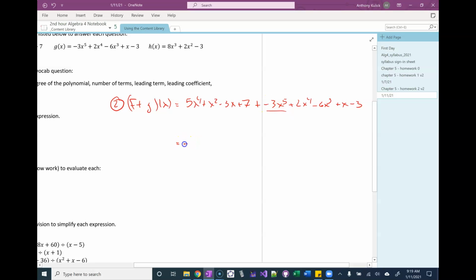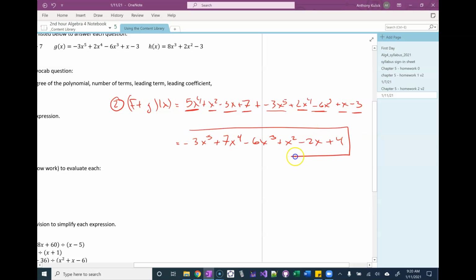So the only x to the 5ths I see are there. And then I can take 5x to the 4th and 2x to the 4th. That's 7x to the 4th. And then these are my only x cubed. So I'll just transfer that down. This is my only x squared. Transfer that down. I have negative 3x and positive 1x. That'll give me negative 2x. Then I have 7 and negative 3, which will be positive 4. That's it.